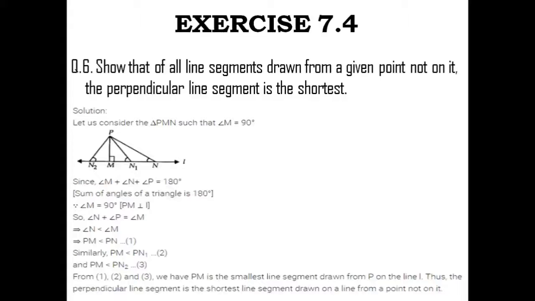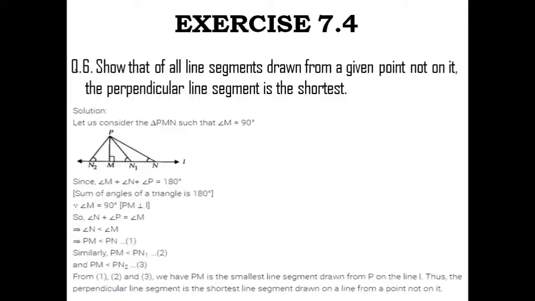So we can conclude that angle N is smaller than angle M. Similarly, angle P is also smaller than angle M. If angle N is smaller than angle M, PM will be smaller than PN. Similarly, PM will also be smaller than PN1, and PM will also be smaller than PN2. So from these conclusions, we have PM as the smallest line segment drawn from P to the line L. So we can conclude that the perpendicular line segment is the shortest line segment drawn to a line from a point which is not on it.